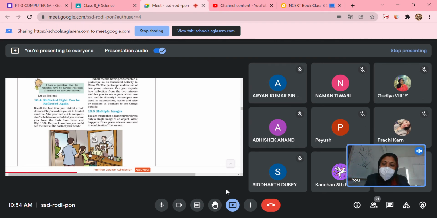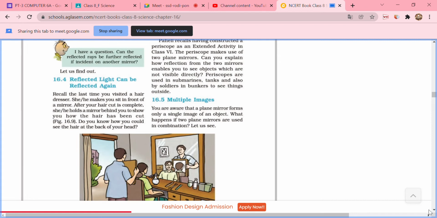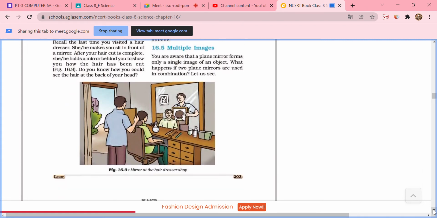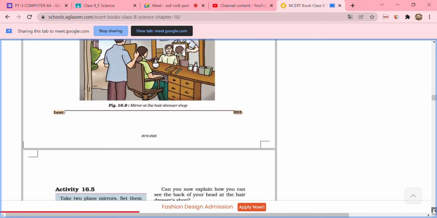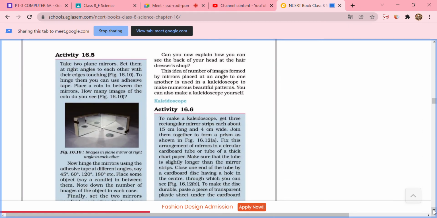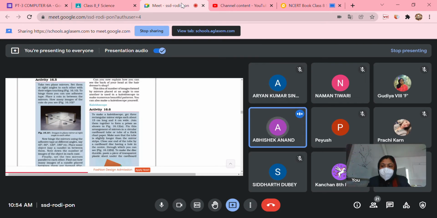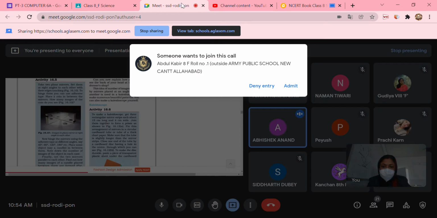Yes, now continue. We are now going to read about multiple images. 16.5 Multiple images. You are aware that a plane mirror forms only a single image of an object. What happens if two plane mirrors are used in combination? Let us see. Activity 16.5. Take two plane mirrors. Set them at right angles to each other with their edges touching.